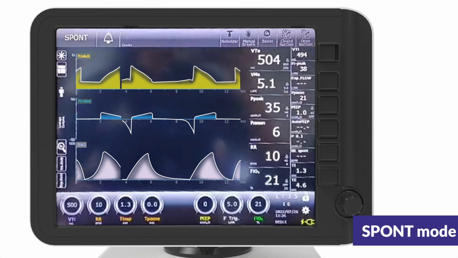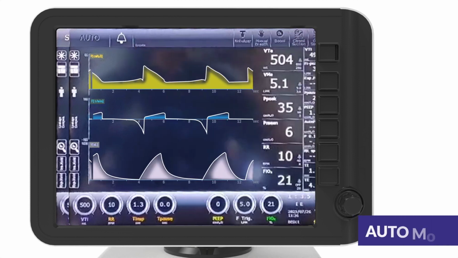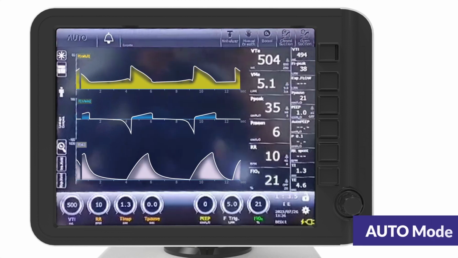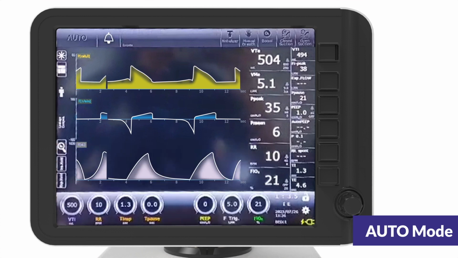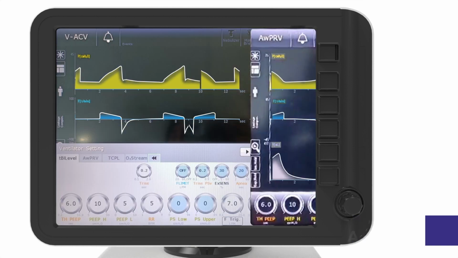PSV is designed to provide support to patients who can initiate their own breaths but may require assistance in overcoming the resistance of the respiratory system. In the auto mode, the ventilator autonomously configures parameter settings based on the patient's respiratory efforts, obviating the necessity for staff intervention subsequent to the establishment of the minimum percentage volume and predicted body weight parameters.